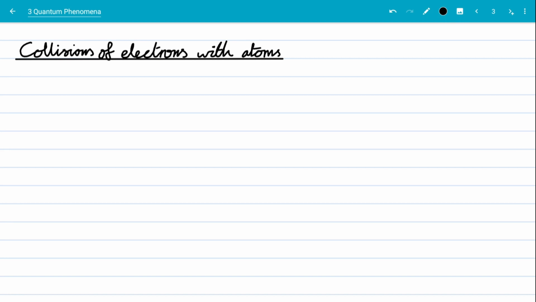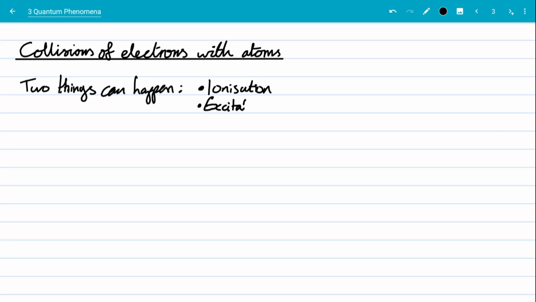Well, now we're moving on to collisions of electrons with atoms, not just with a metal surface, but with atoms themselves. And there are two things that can happen when electrons collide with atoms. Let's just make a note here. So two things can happen. And what are those two things? We could get ionization, or we could get excitation. Ionization or excitation. So let us start by looking at ionization.